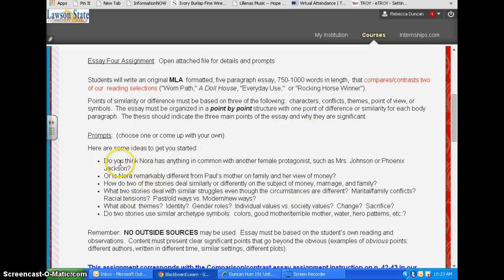So here are some prompts. Do you think Nora has anything in common with another female protagonist, such as Mrs. Johnson or Phoenix Jackson? So if you do, then what would be 3 points of similarity that you think are important? Not obvious, but important. I mean, the obvious ones are they're both female. Well, we know that already. They're both protagonists. We know that already. So don't give me what's obvious.